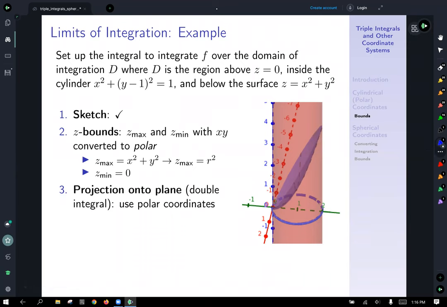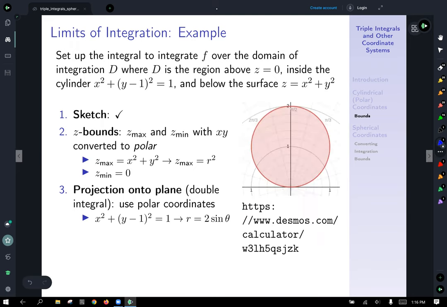All right, so now it's time to tackle the projection, the outer two integrals. Now we've got our inner integral bounds set up, and for our outer two integrals, we need to worry about the projection in the plane. And so here's our projection plotted in Desmos.